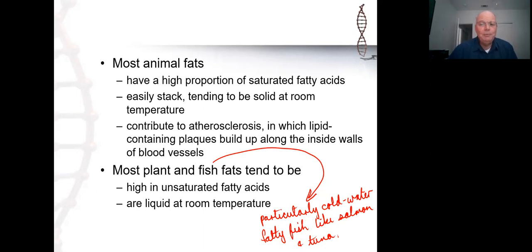And that's why we should eat fish. We're encouraged to eat cold water fatty fish 2 to 3 times a week in place of lots of other fatty animal-derived protein that has a lot of saturated fat in it. So if you're going to eat meat, make sure that you're eating lean meat that has low levels of saturated fat in it, or that you are eating cold water fatty fish that has the heart protective unsaturated fats present in the fat content of the fish.